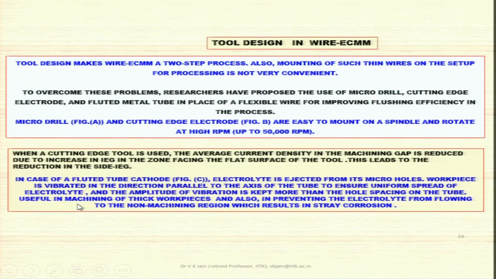It is useful in machining of thick workpieces and also in preventing the electrolyte from flowing to the non-machining region, which results in stray corrosion. This is very important: the electrolyte should not go to the non-machining region, otherwise it will cause stray cutting, and if stray cutting is there, then it will affect the accuracy of the machining, and in some cases it may even affect the shape of the machine component.